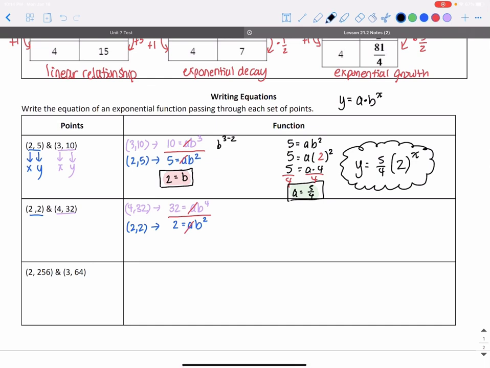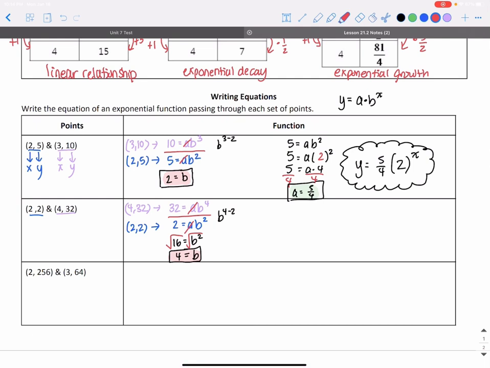So on the left, when I divide 32 by 2, I get 16. On the right, I have b to the 4th power divided by b squared, so that's b to the 4 minus 2 power, which is b squared. I'm going to take the square root of both sides because I just want to know what b is, and that gives me b is 4. Now b can't be -4, so I'm only doing the positive. B is 4.